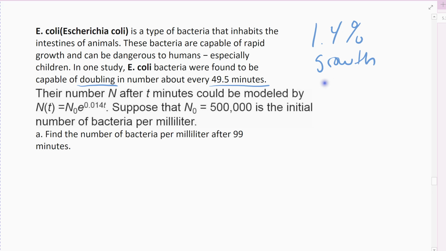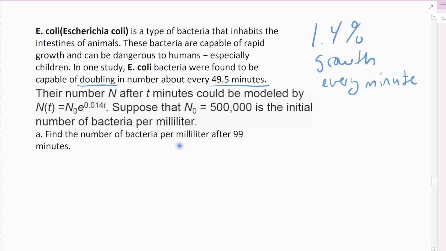in minutes. Time is in minutes. Every minute. Alright, that's pretty fast. It grows by almost 1.5% of its size every minute. So first minute it grows by that, second minute. So that's a fairly fast growth rate.